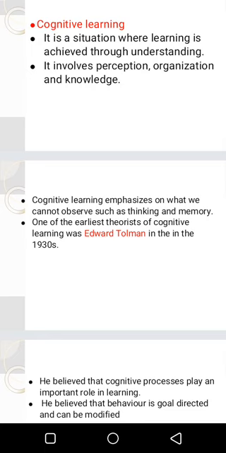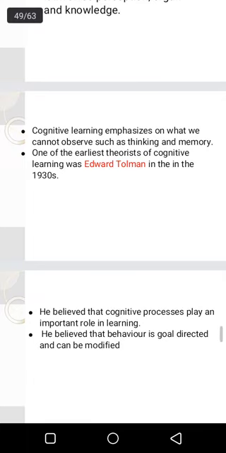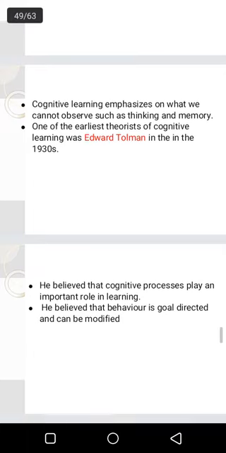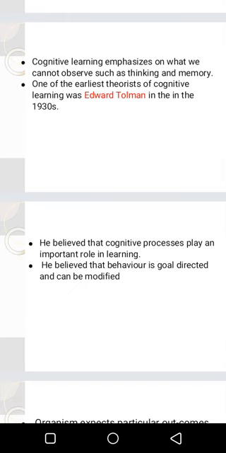One of the earliest theorists of cognitive learning was Edward Tolman. The earliest man who founded cognitive learning is no other than Edward Tolman in the 1930s. He believed that cognitive processes play an important role in learning. He believed that behavior is goal-directed and can be modified. So cognitive, he said, is all about thinking and memorizing.